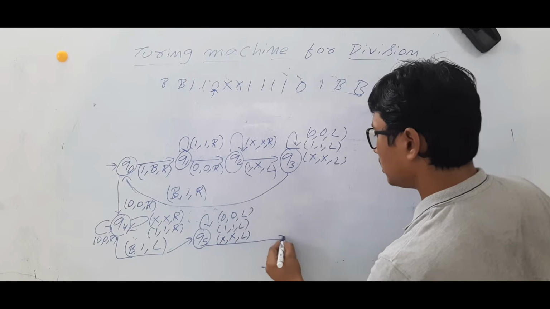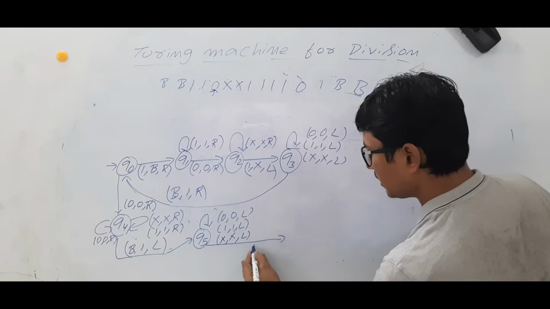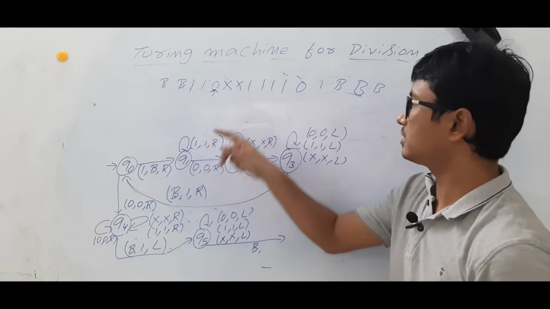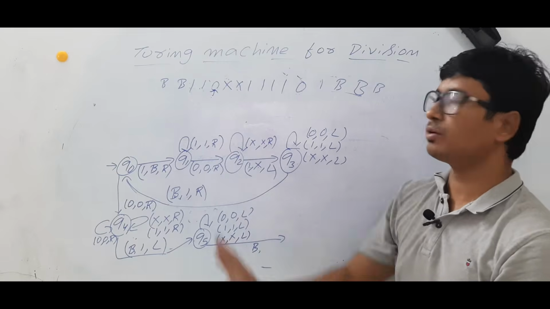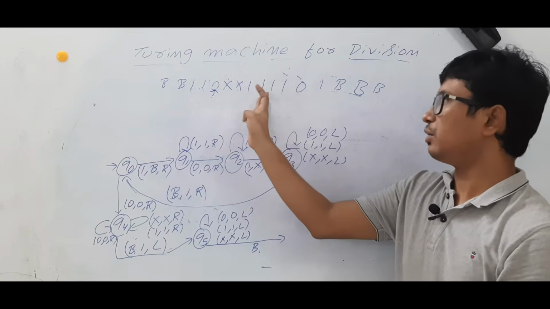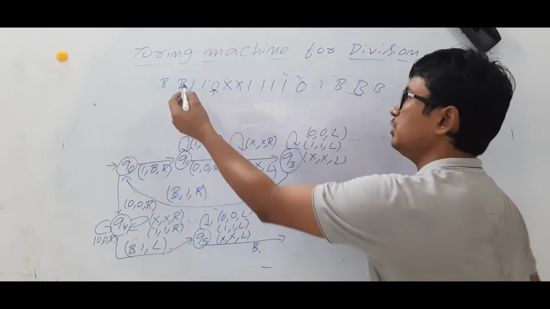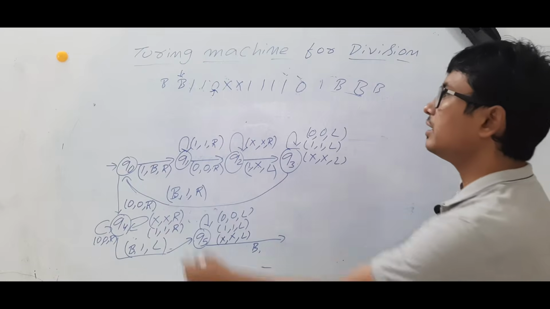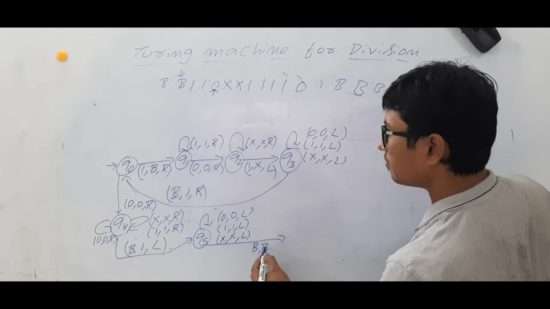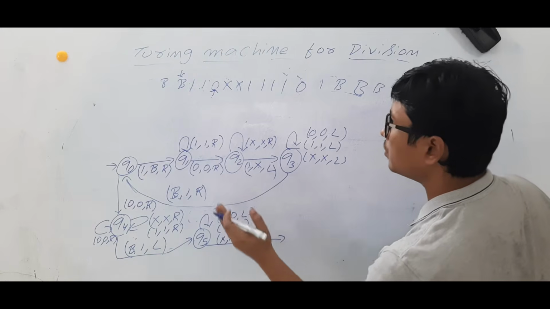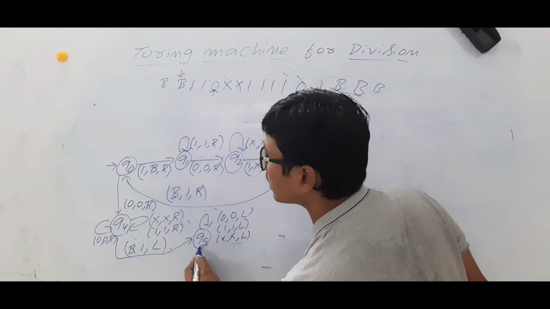Till what? Till you get a blank. Let me write here. Zeros you are making as zeros, ones you are making as ones, x's also you are moving. So, if you get a 0 or 1 or x, make it the same thing and keep on moving to the left. So, finally you will reach here. Am I right? If you reach a blank, make it as a blank and move to the right.